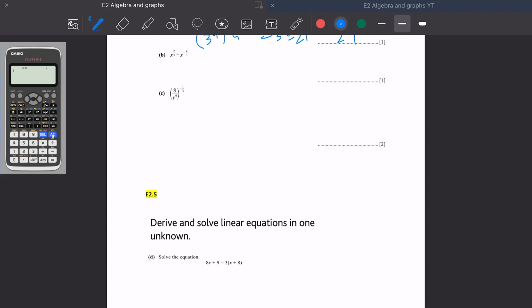Next question is x to the power 2 by 3 divided by x to the negative 4 by 3. This becomes x to the 2 by 3 into x to the 4 by 3, because we take the inverse. So you add the powers and you get x to the 6 by 3, which is x squared.